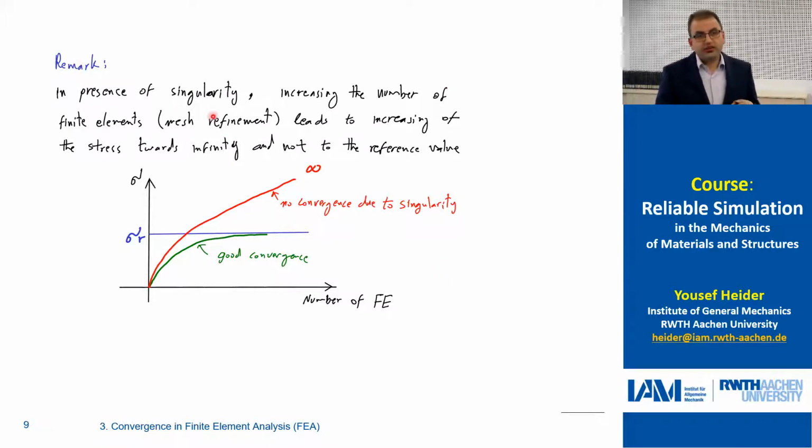Now, in the presence of singularities, this is a quantitative illustration: increasing the number of finite elements, or mesh refinement, leads to increasing of the stress towards infinity and not to the reference value. So we said in the context of mesh convergence that the solution will converge to a nice result, to a reference result which we have maybe validated or have as an analytical solution. In the presence of singularities, we see that the solution goes maybe to infinity, which is not good. So we have to check the supports, as I said.